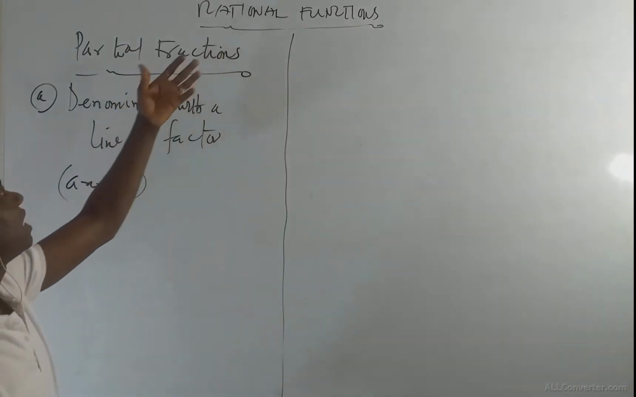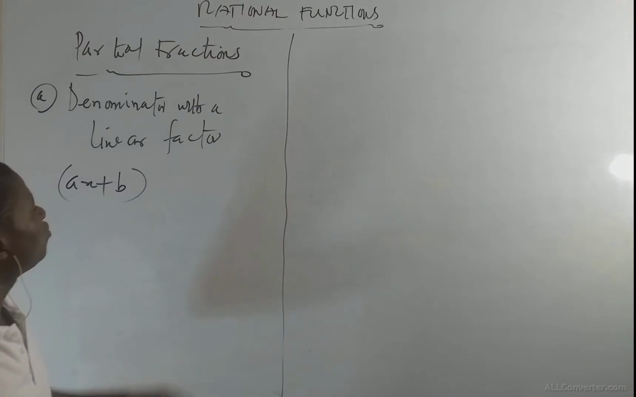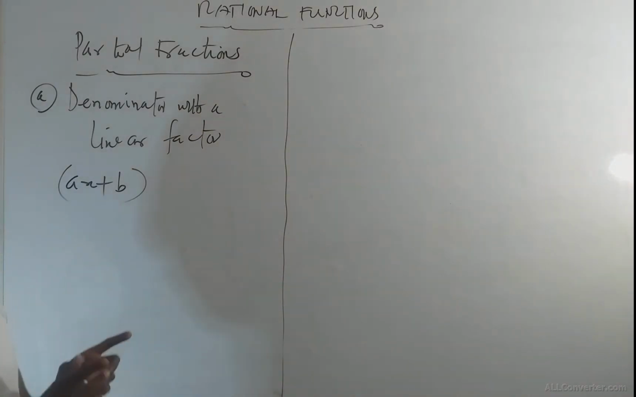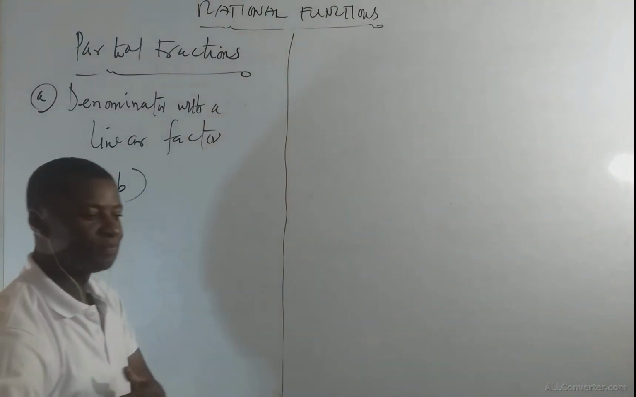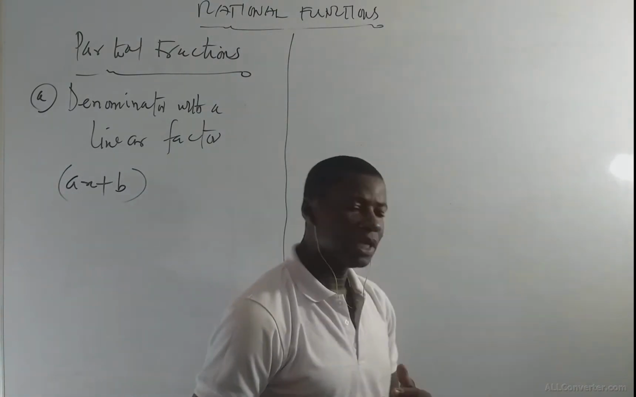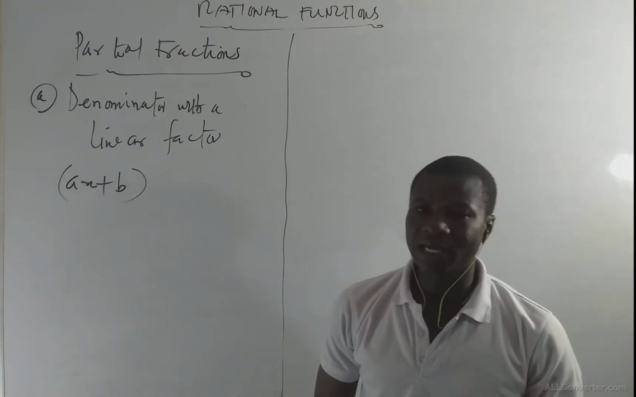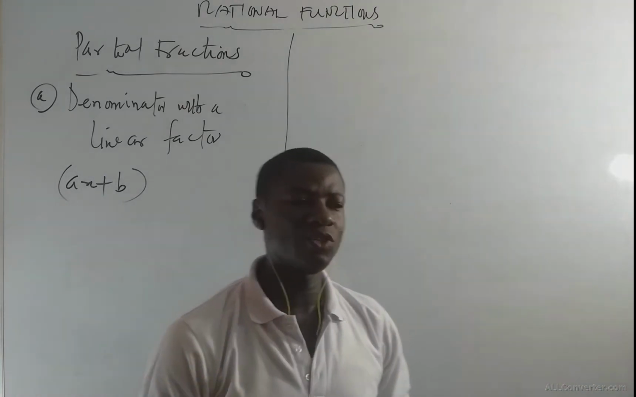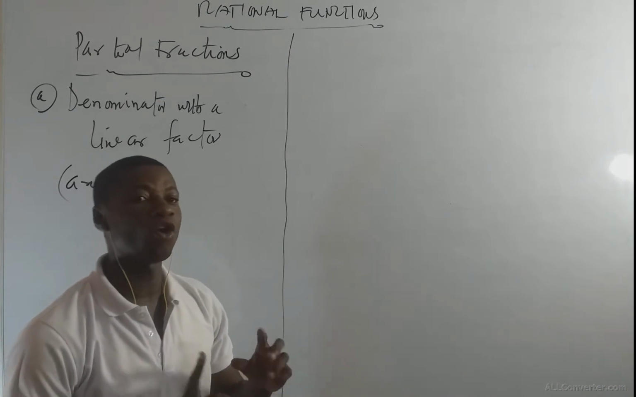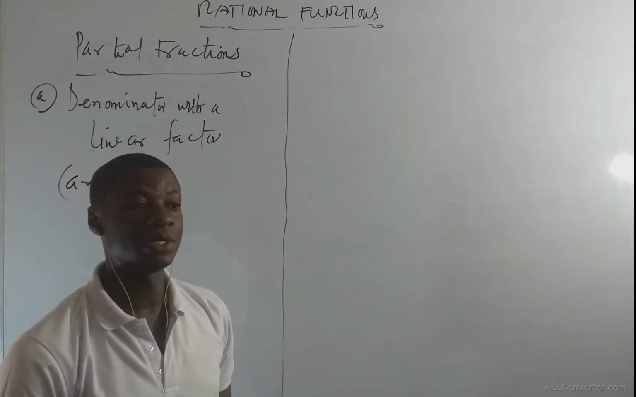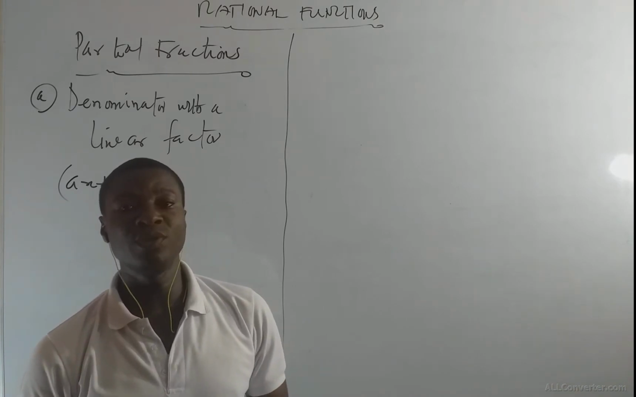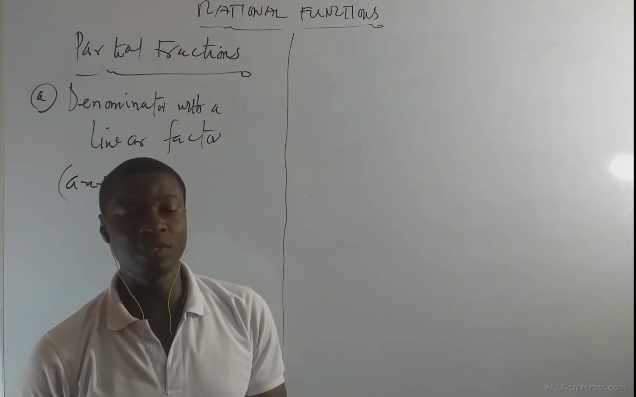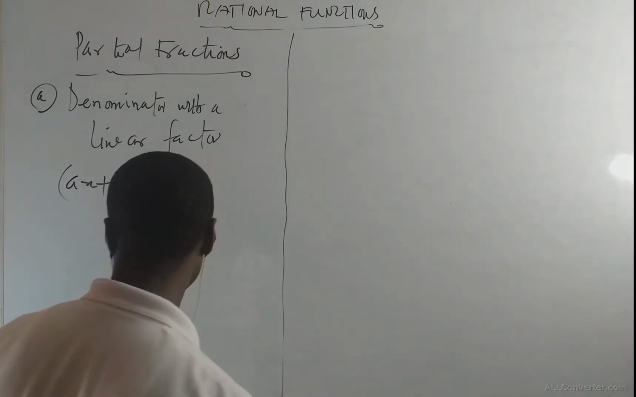So a rational function or a partial fraction, when you are given the expression and you look at it, you could tell whether it's a linear factor, a quadratic factor, a repeated factor, or an improper fraction. Now take note that the denominator with a linear factor, denominator with a quadratic factor, and denominator with a repeated factor are all proper rational functions. That means that the degree of the numerator must be less than the degree of the denominator. So take note of that. Now I will explain what I'm saying.